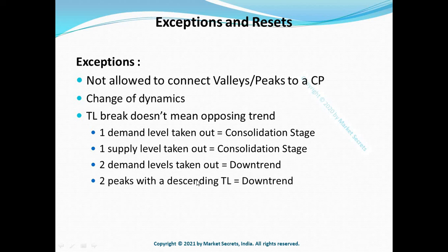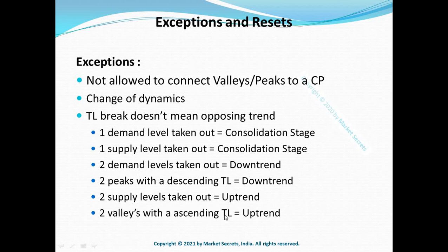Two peaks with a descending trend line. Then we are in an official downtrend. Two supply levels are taken out. Then it indicates we are in an uptrend. Two valleys with an ascending trend line can be drawn. Then we are in an uptrend. So this is how you can simplify all the complex rules that we have learned. So take a screenshot or write this down because this is very, very important. So don't get confused too much. This might give you a better understanding or it will give you an overall picture.